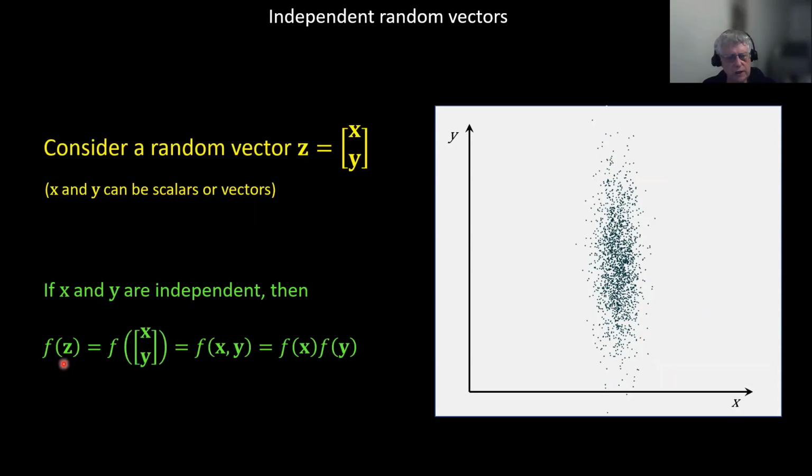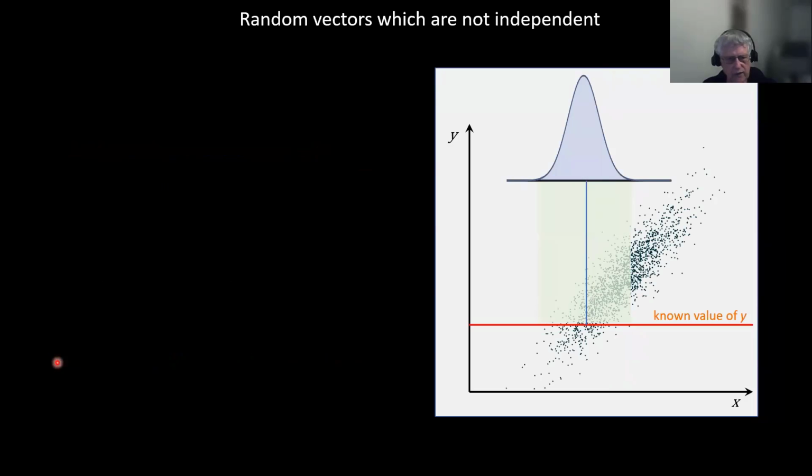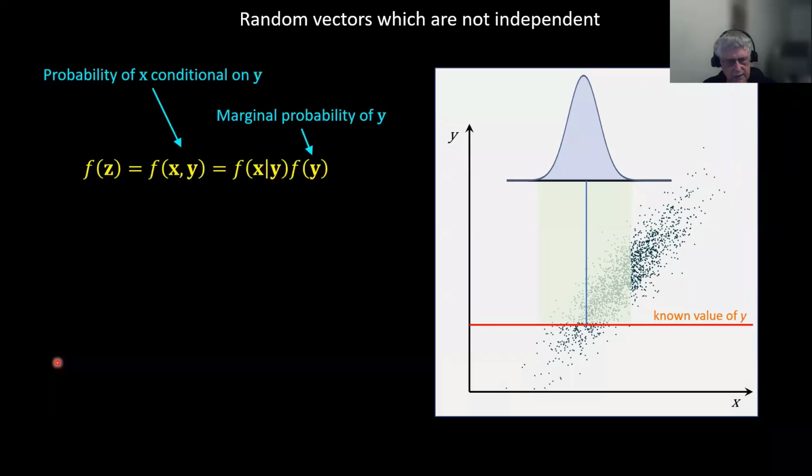So the joint probability distribution of Z, which is the joint probability distribution of X on top of Y, or we can write it that way, can be shown to be the product of the individual probability distributions of X and Y. This is the definition of independence. We multiply these two together to get the cumulative probability distribution. However, if we've got this situation, things are a little more complicated.